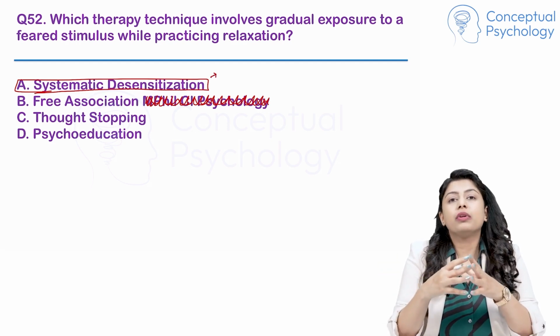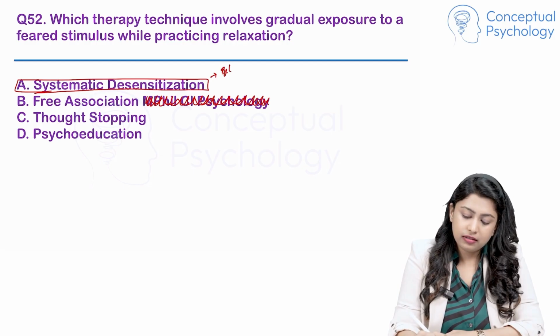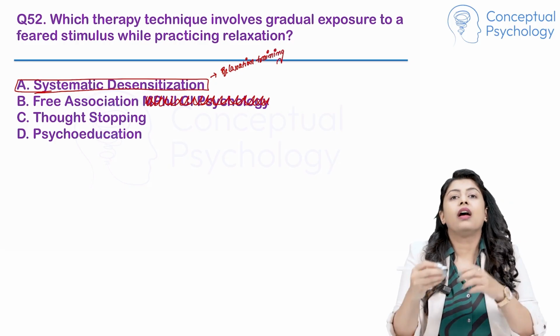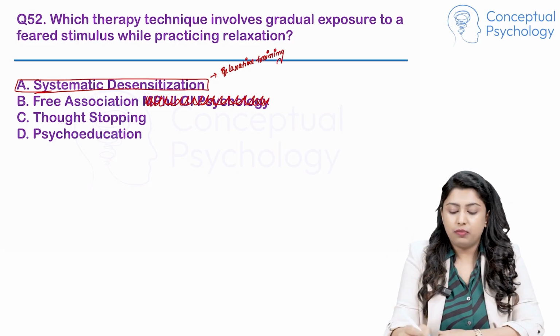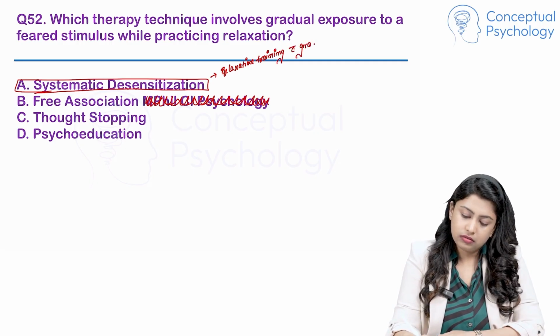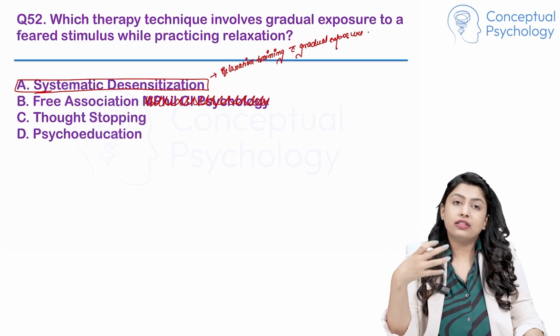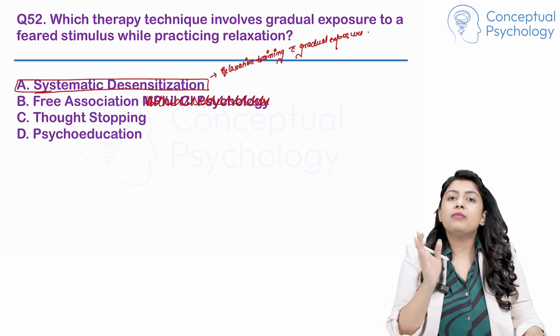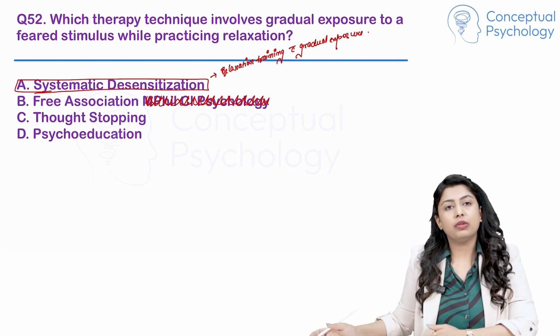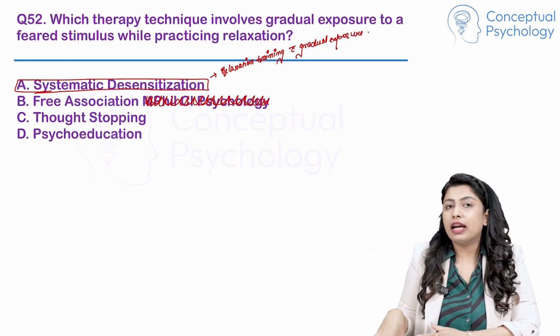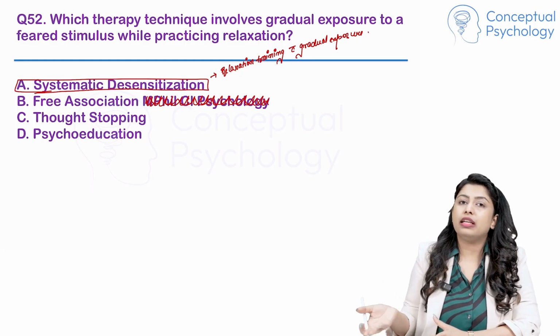So here what we are doing is combining relaxation training with gradual exposure to increasingly anxiety-provoking stimuli. So the relaxation response becomes conditioned to the feared stimulus, which further reduces anxiety through the principle of reciprocal inhibition.